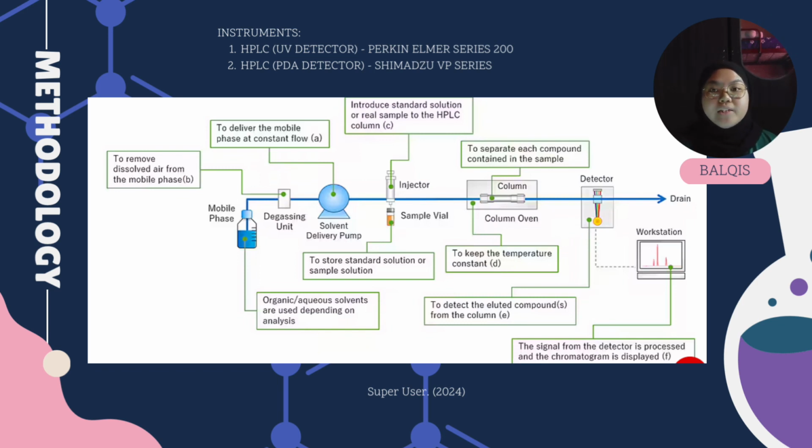The column works to separate each compound contained in the sample. The column oven is to keep the temperature constant. Then, the detector works to detect the eluted compounds from the column. And last but not least, the signal from the detector is processed and the chromatogram is displayed in the workstation.